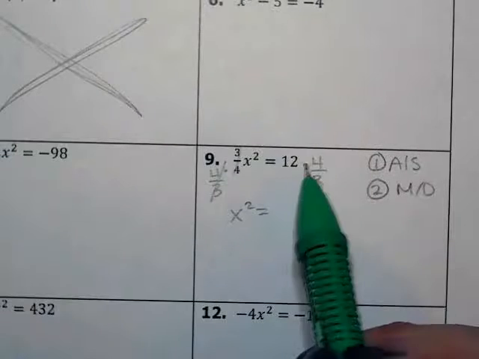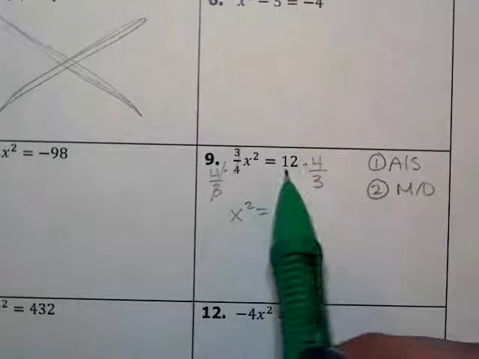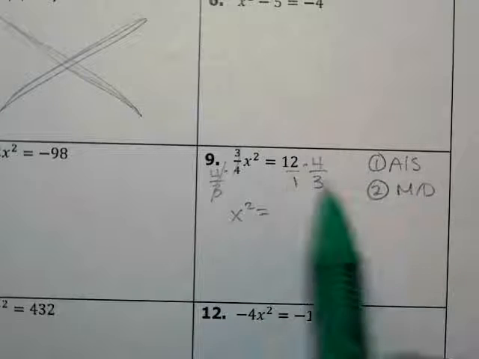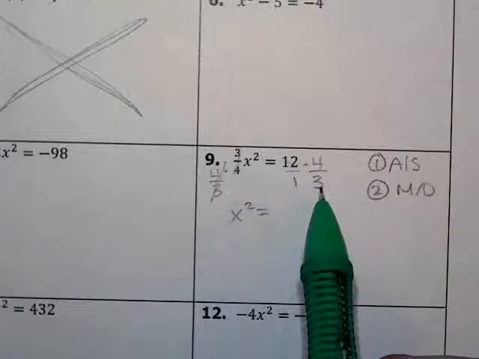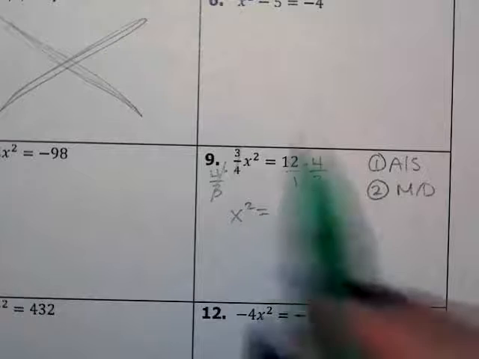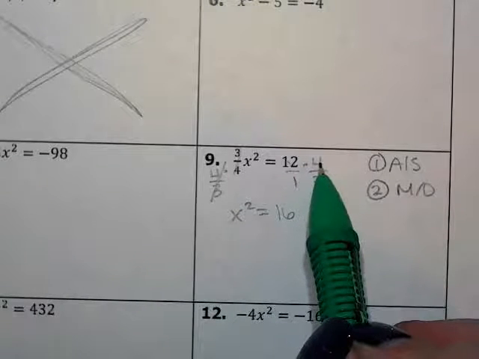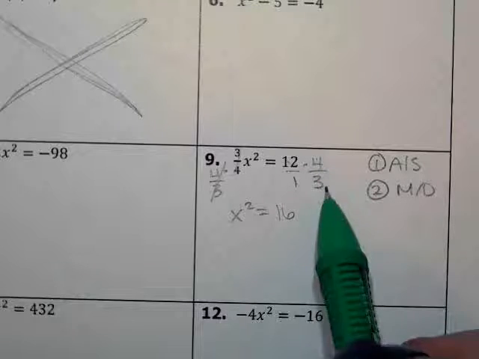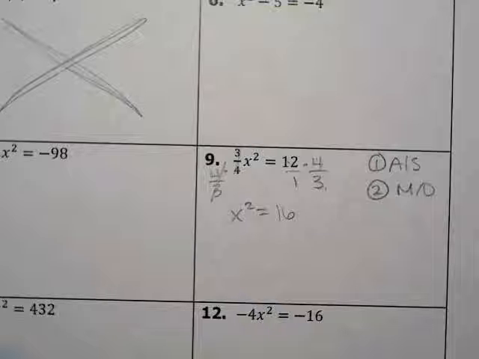So we have, you can think of this 2 ways. You can think of it as 12 divided by 3 is 4, and then 4 times 4 is 16. Or you can do 12 times 4 is 48, and 48 divided by 3 is 16. Or you can say, Miss Rice, you're silly, I just did 12 times 4/3 on my calculator and got 16. Okay, so we got 16.